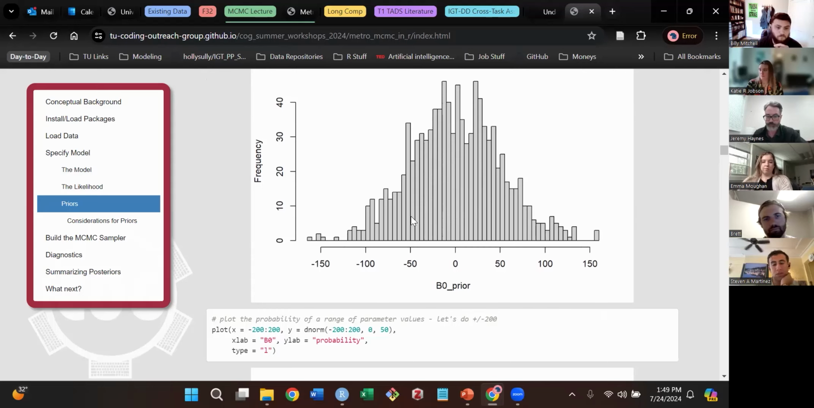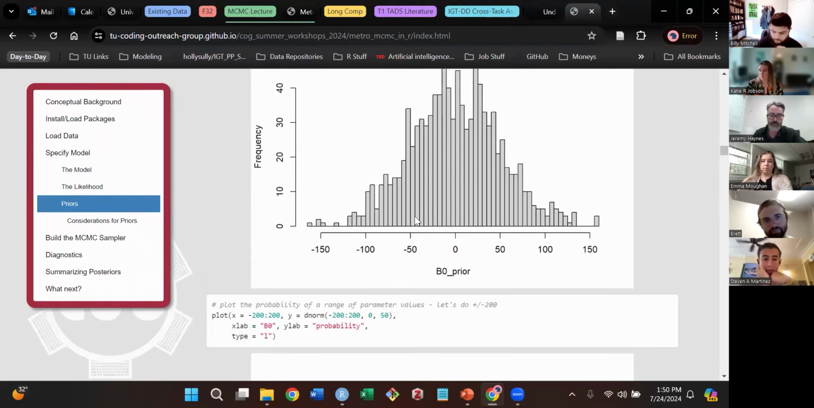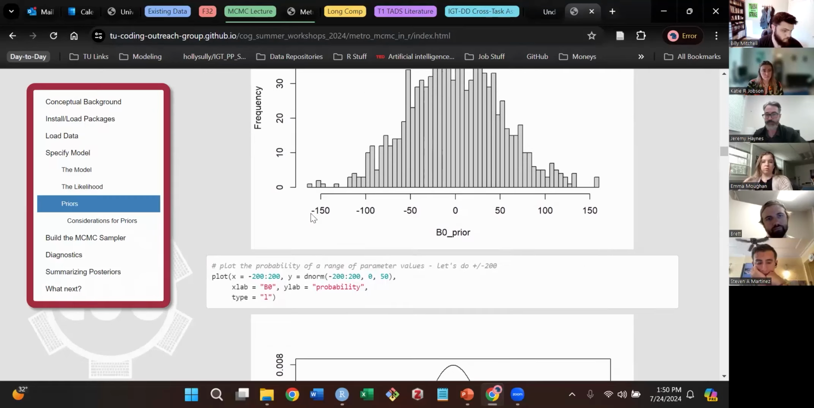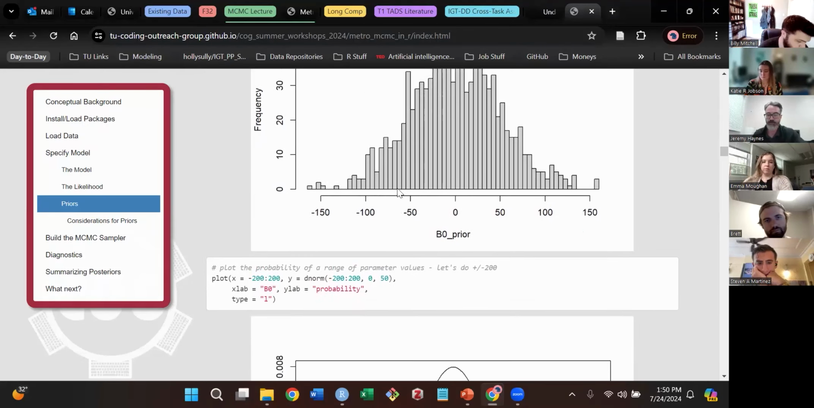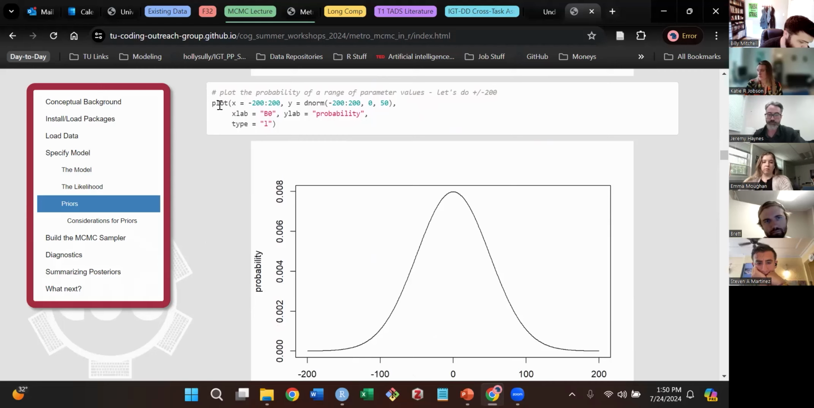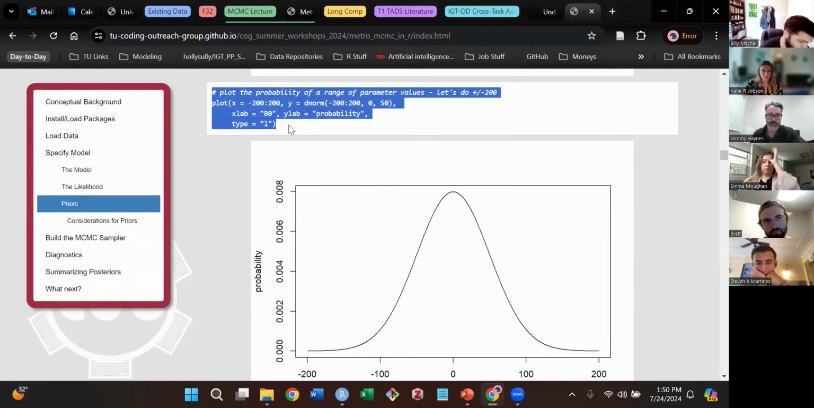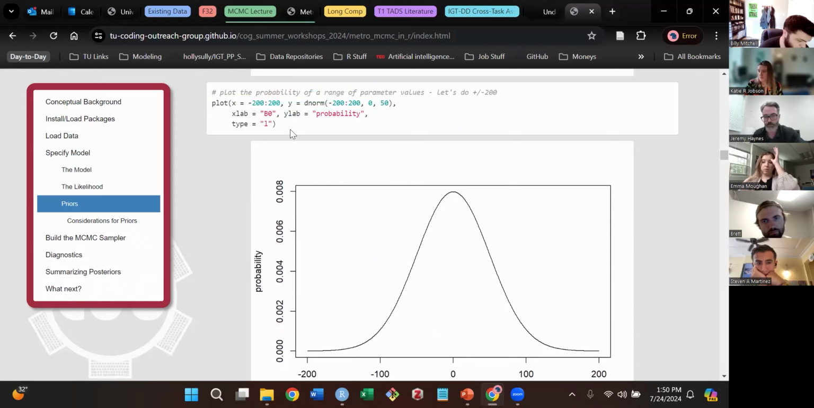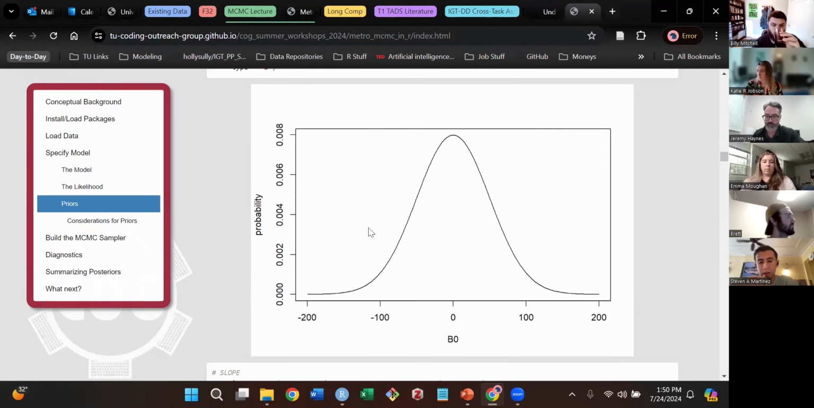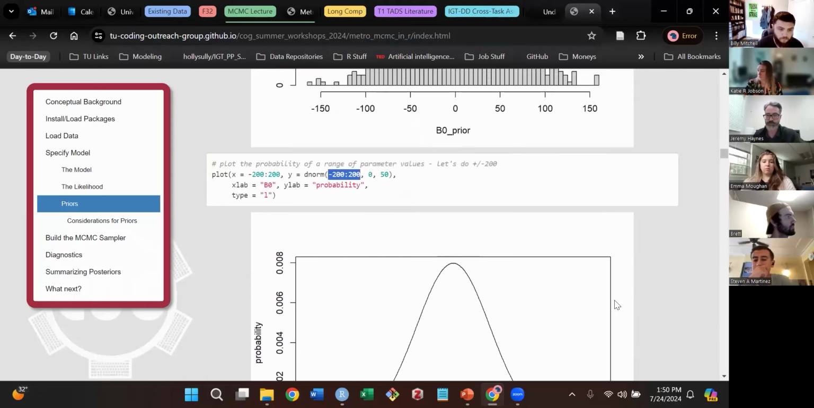And then, again, I'm showing a couple of ways to do this. We could also plot the probability, because this is just a frequency distribution. That's what this code does. Here I'm just using the dnorm function to give me the probabilities of values of the intercept from -200 to +200 according to this distribution. And we get something that looks like this, just another way of representing what I did above.